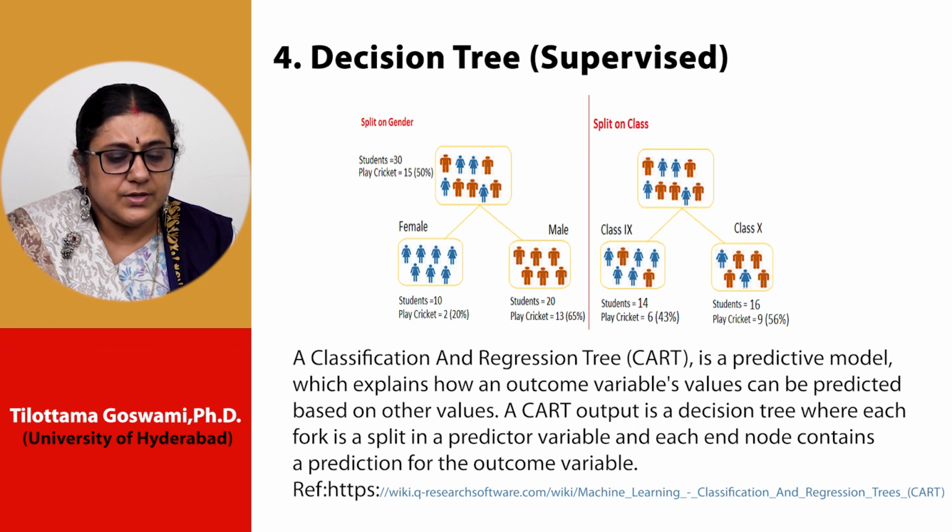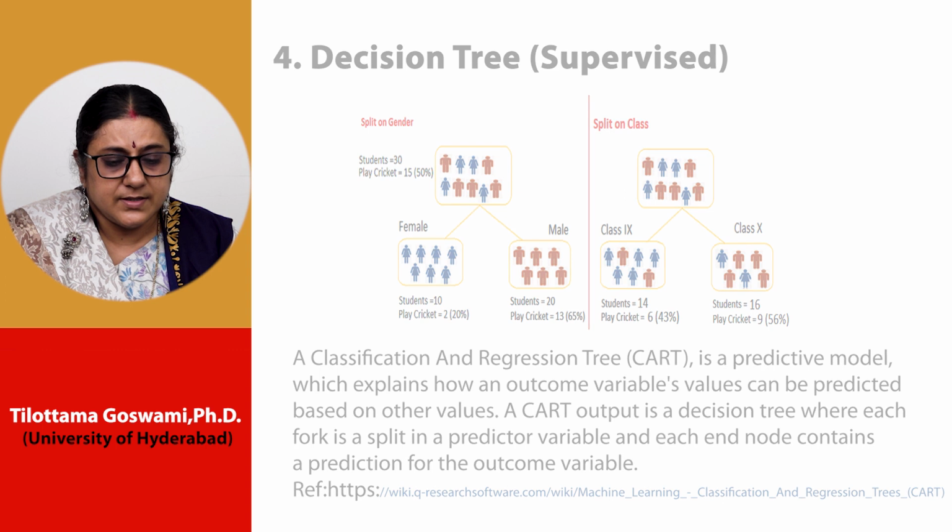Similarly, if the root is a class, then there are 2 classes, class 9 and class 10. And then again we compute how many students play cricket out of female, how many students play cricket out of male, students who play cricket in class 9 and students who play cricket in class 10.